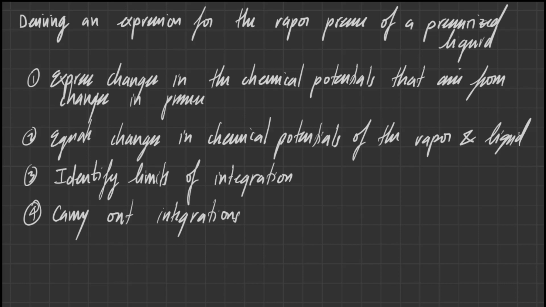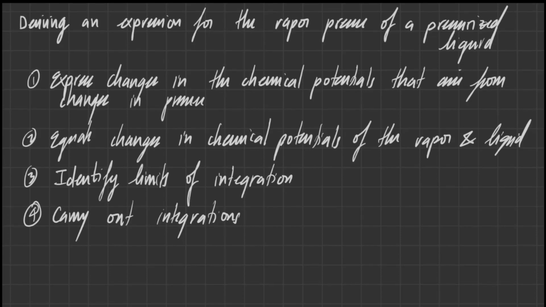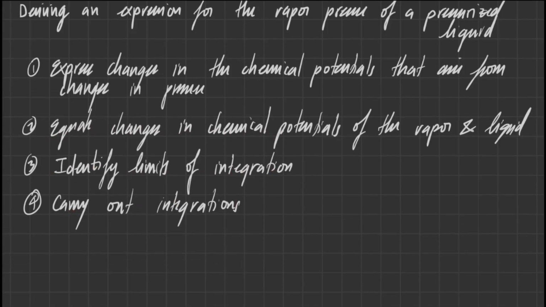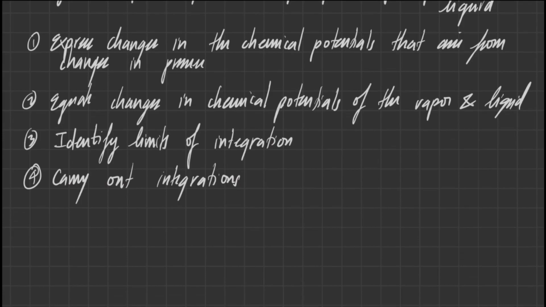So there are 4 steps to this derivation. The first one is to express the changes in chemical potentials that arise from the change in pressure. Essentially we apply pressure to a liquid-gas system at equilibrium, and then we'll see how these chemical potentials change. We'll then equate these changes, assuming that equilibrium is maintained. We'll then identify the limits of integration and then carry out the integration.